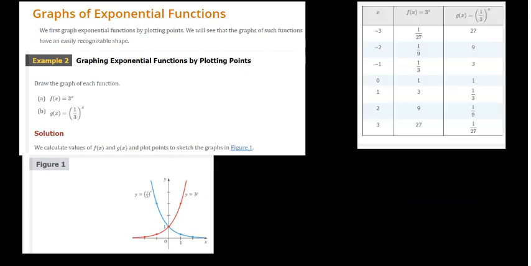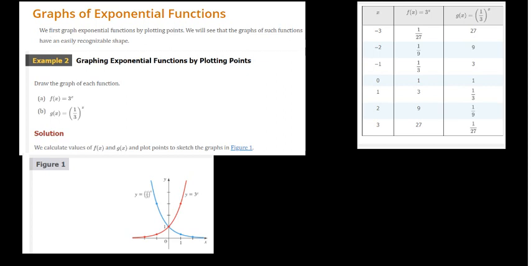All right, so example 2, or actually starting at the top, graphs of exponential functions. We first graph exponential functions by plotting points. We will see that the graphs of such functions have an easily recognizable shape. Okay, so first of all, we will be graphing exponential functions by plotting points, similar to what we did in the last chapter. We're going to see what it looks like when we plot the points, but after that, this is going to become a new parent function for us, right? All the parent functions we talked about before, well, we're adding another one today.